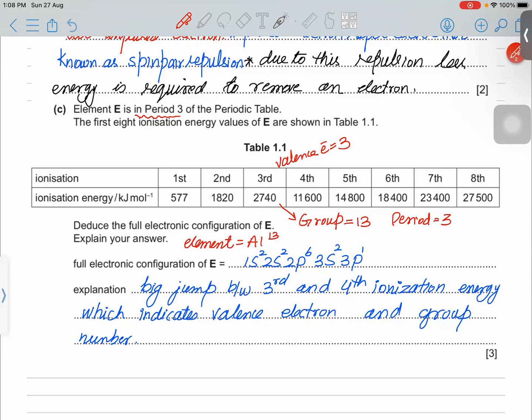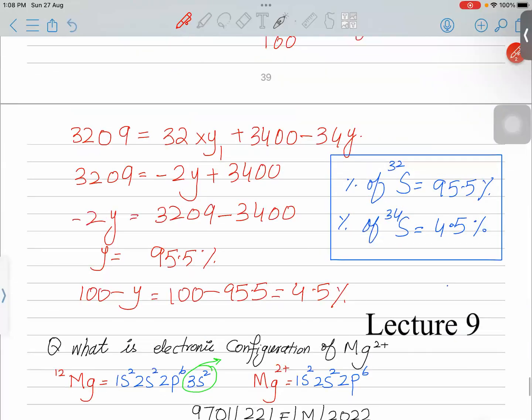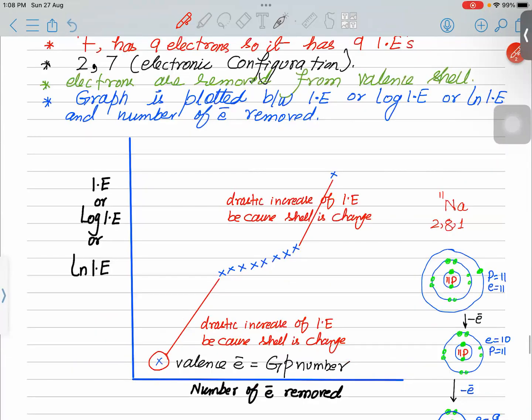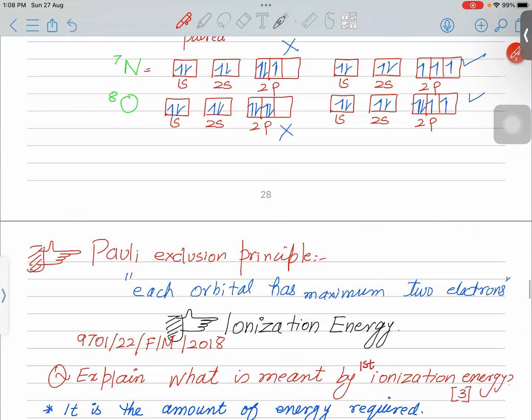Any question? Any question regarding this? No, sir, I think I understand it. Okay, so this is all about the first chapter. We have completed ionization energy, how to find the Ar, and all ionization energy effects.